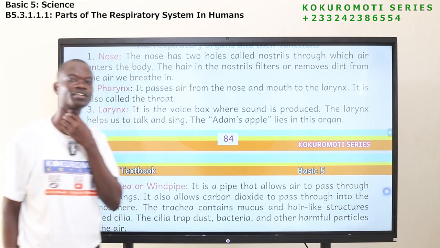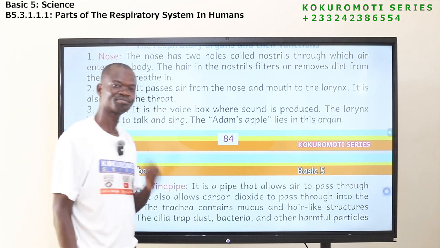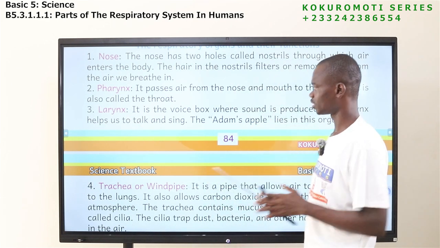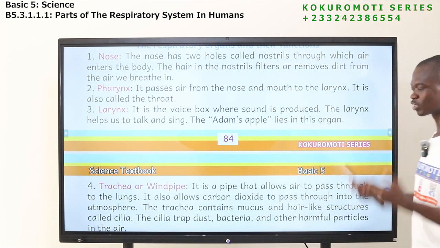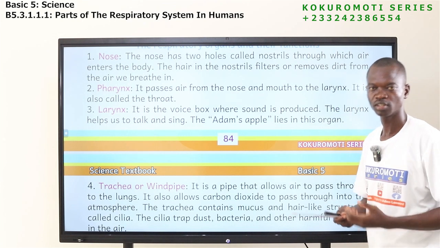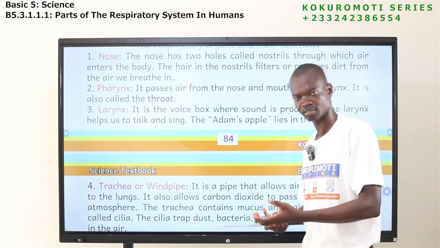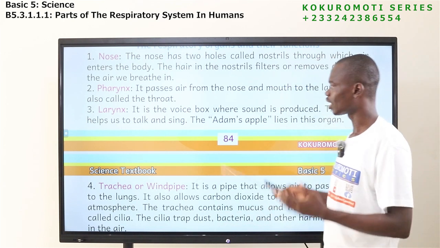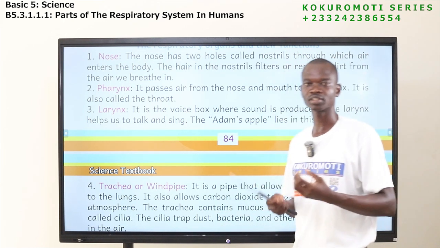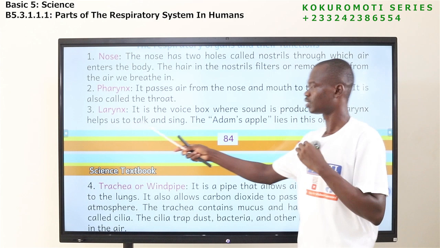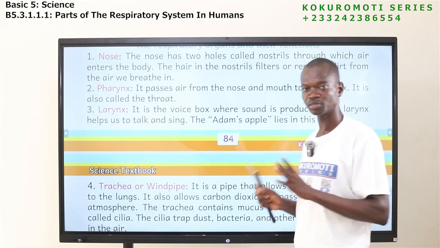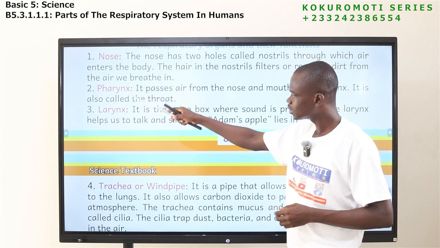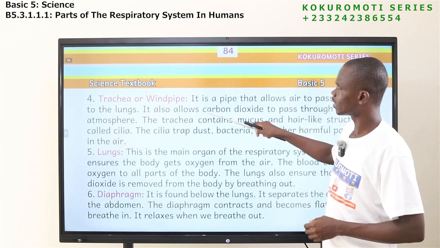You know, men, we have something here. That's the Adam's apple. It is found in the larynx. In fact, the larynx helps us to talk. Because when we talk, we make what? Sound. We produce sound. When we sing, we produce sound. So this sound is produced in the larynx. Now, the nose, the pharynx, the larynx. We are going to the next one.